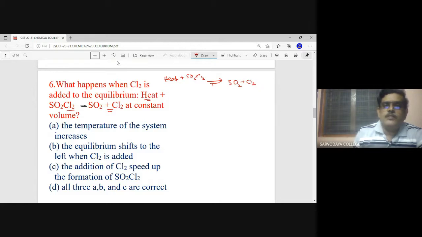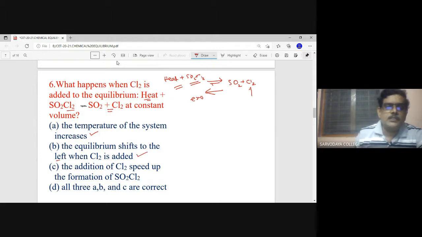Now, if chlorine is added, you are adding the product. So addition of the product shifts the equilibrium backwards, towards the reactant side. Therefore, more and more sulfuryl chloride will be produced, and heat will also be produced. So the reverse reaction is exothermic also. So heat will be generated, and the temperature of the system increases. That is a correct statement. It will shift the equilibrium to the left.